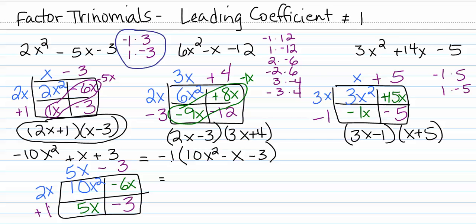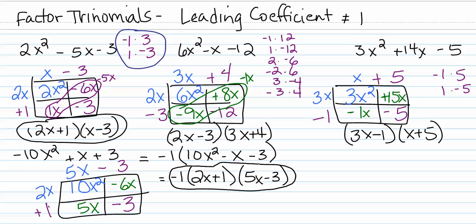But I also need to make sure I include this negative 1 out in front. If I don't, there's no way I can be guaranteed to get back to my original problem. If I were to take these factors and all of my answers and multiply them together, I should get back to my original trinomial every time. And if I don't, then that means my factoring was not correct.